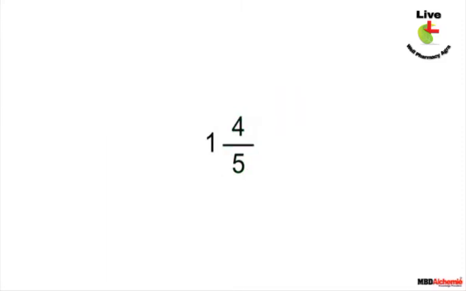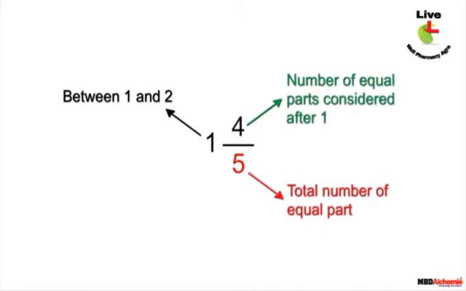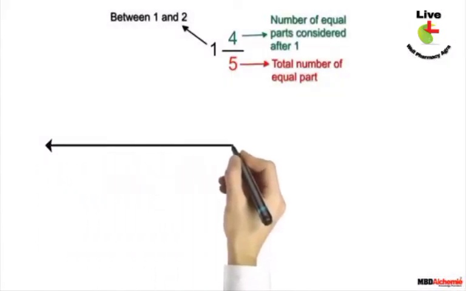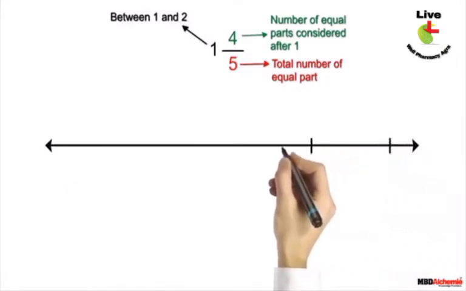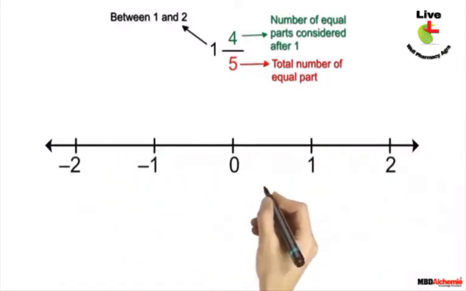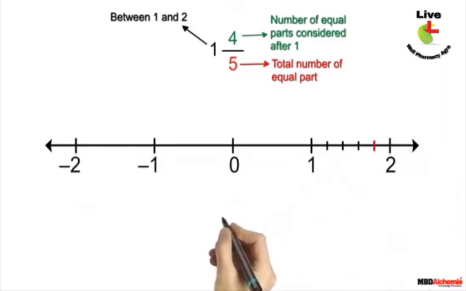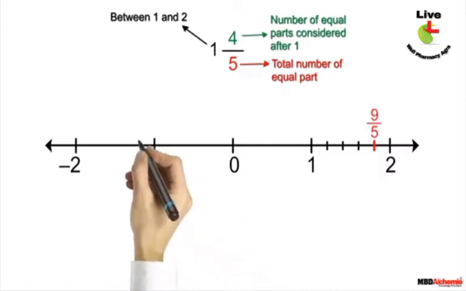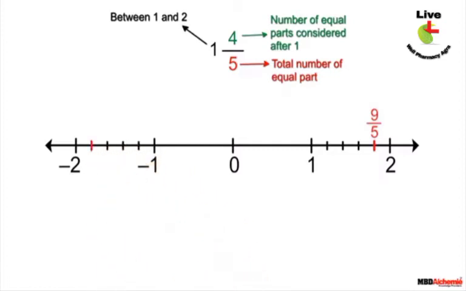Here 1 tells us that 9 upon 5 lies in between 1 and the next whole number, that is 2. In the fractional part, 5 tells us the total number of equal parts. Thus divide the length between 1 and 2 into 5 equal parts. The fourth mark on the right of 1 represents 9 upon 5. Similarly, minus 9 upon 5 will be represented on the left side of 0.